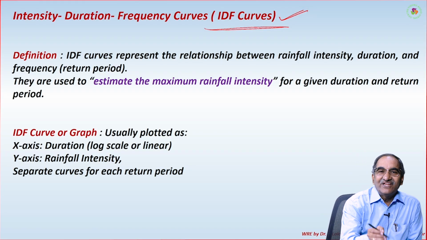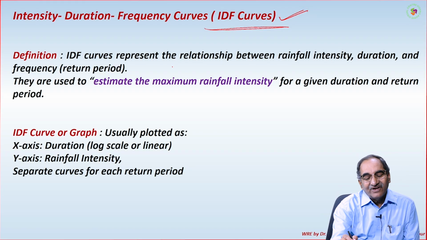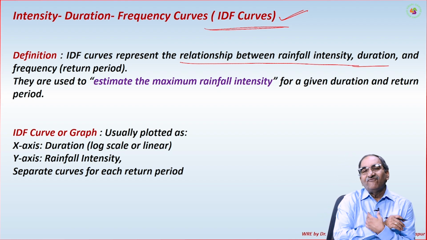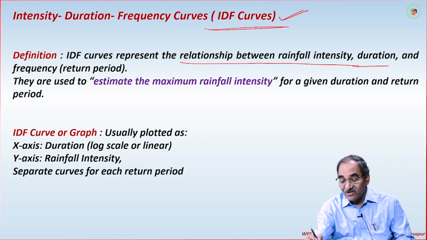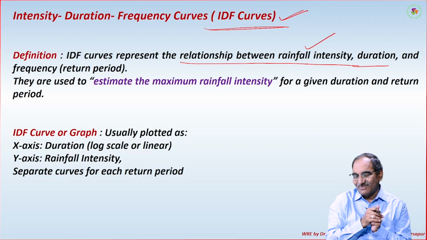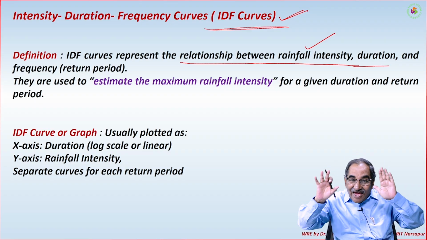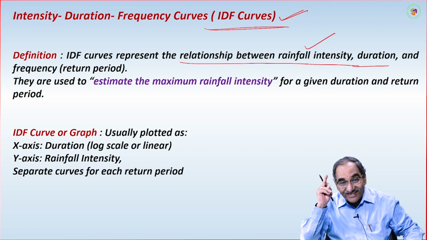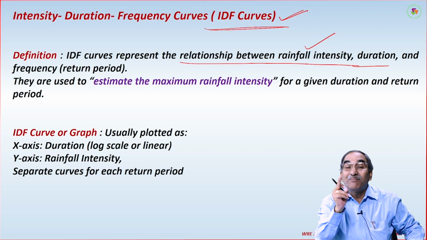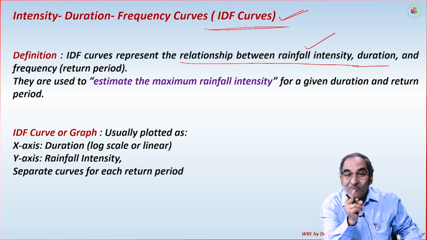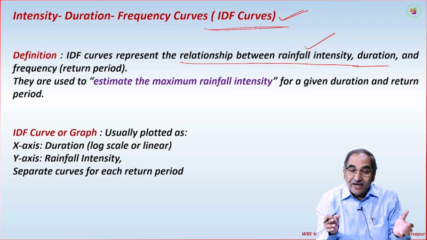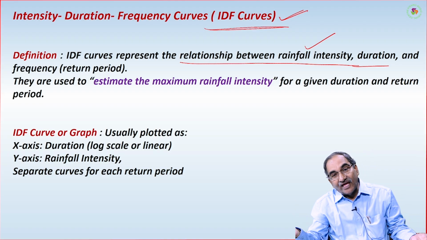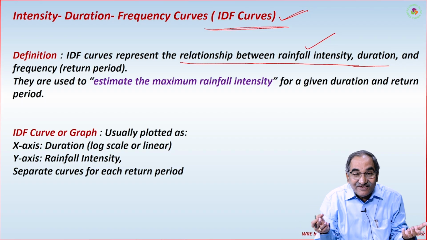Now what is the definition of an IDF curve? IDF curve represents the relationship between the rainfall and duration. Not rainfall, sorry, intensity of rainfall. Please remember, there is a big gap between rainfall and intensity. Rainfall is in mm, whereas intensity of rainfall is in mm per hour. Per hour, how much is the rainfall?